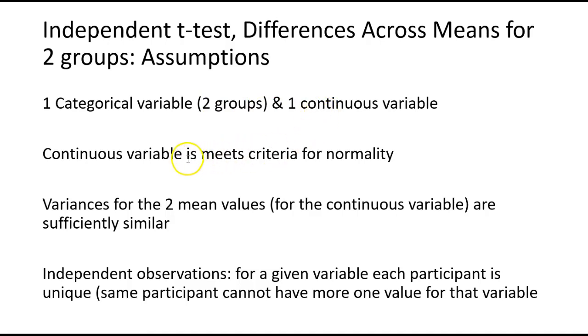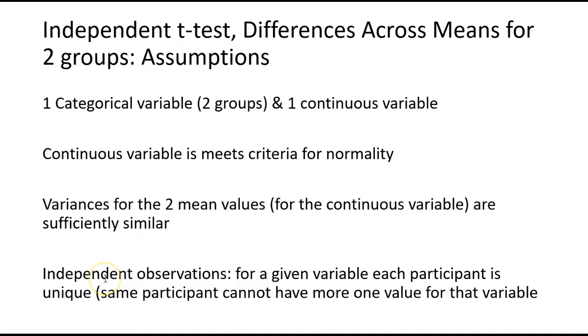Your continuous variable needs to meet this criteria for normality. And another interesting assumption is that the variance, and one measure of variance is standard deviation. Another measure of variance is the standard error of the mean. Those are different ways to look at variance, but those variances should be sufficiently similar. They're rarely identical, but you want them to be similar enough to do that t-test.